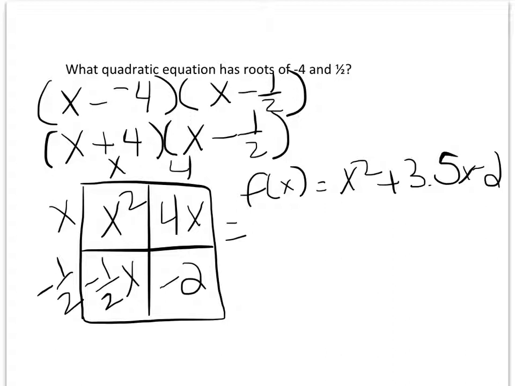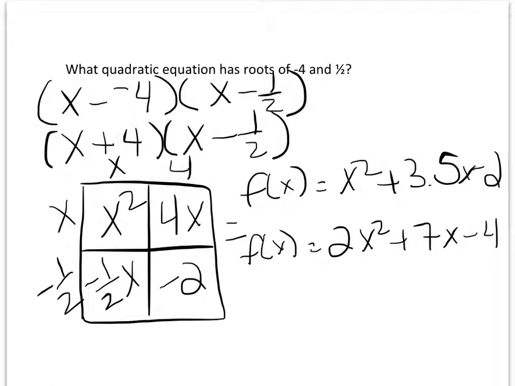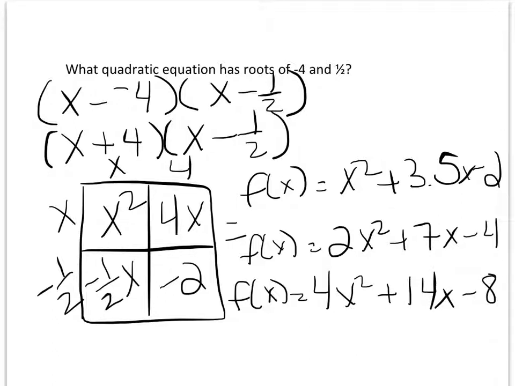Now, this is just one of the many quadratic equations that have the roots of negative 4 and 1/2. Remember, the first thing when we were factoring was we took out a GCF. So what we could do to create another quadratic equation is multiply in a GCF. So if I multiplied a GCF of 2, for example, I could have 2x squared plus 7x minus 4. If I multiplied in a GCF of 4, I might have 4x squared plus 14x minus 8.